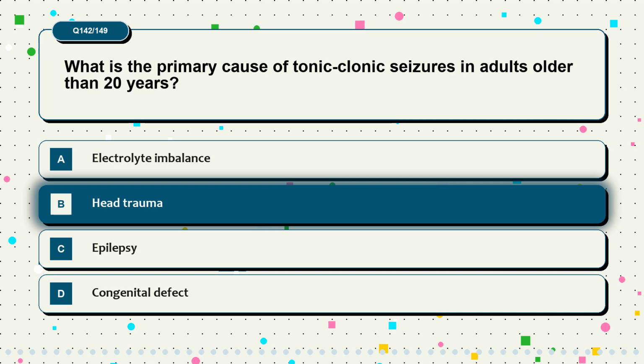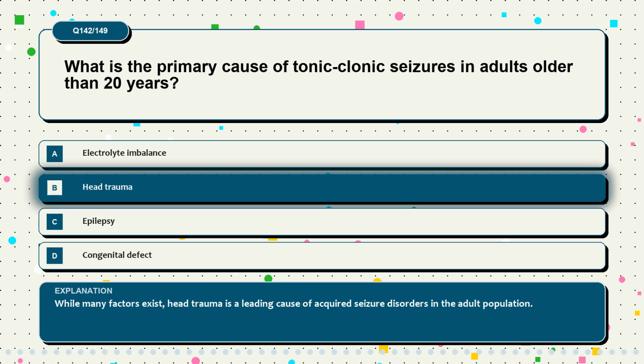The correct answer is option B. Head trauma. While many factors exist, head trauma is a leading cause of acquired seizure disorders in the adult population.